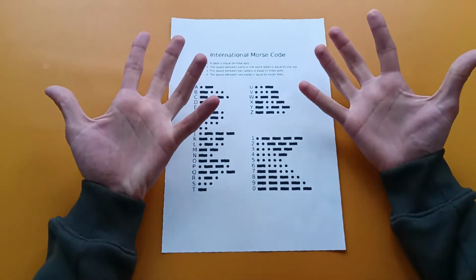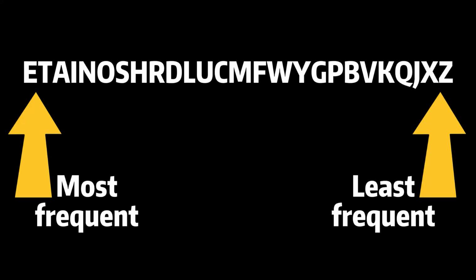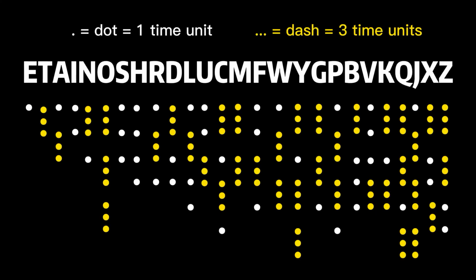But why? How? The system sure looks confusing at first glance because there are no apparent correlations between the letters and the assigned patterns of dots and dashes. Except, it's not completely random. Morse relied more or less on the letter frequency in the English language to build the system. The most used letters were assigned the shortest codes, which meant the shortest transmission duration.